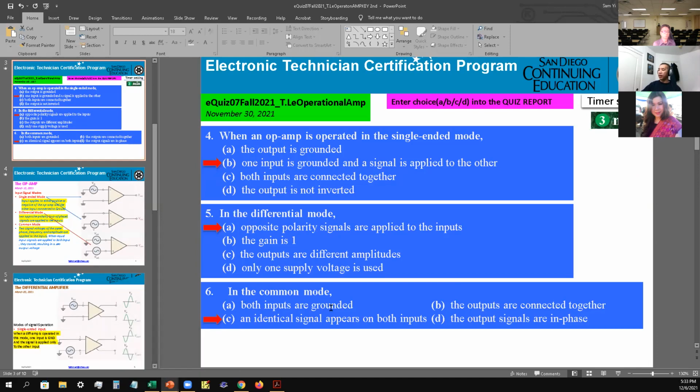Number 6, in the common mode. In the common mode, both signals are identical and go to both inputs. Therefore the only one that applies is C for number 6: an identical signal appears on both inputs. That is common mode.